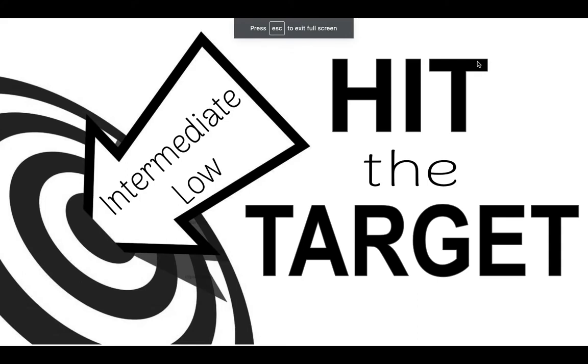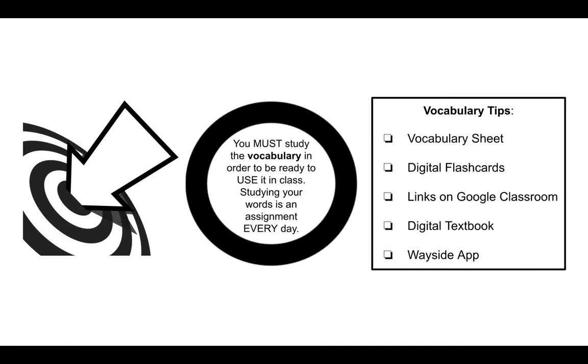So, how do we hit the target of intermediate low in Spanish 2? You can focus on the following skills to hit this proficiency target this year. First, learn the vocabulary. It's very difficult to be successful in a language if you don't know any of the words. You must study the vocabulary in order to be ready to use it in class. Studying your words is an assignment every day, whether the teacher gives you a reminder or not.